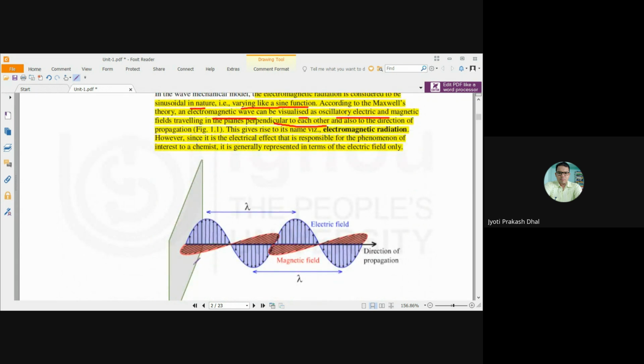That means the electromagnetic radiation contains two perpendicular vectors, one electric field vector and one magnetic field vector. Both the electric field and magnetic field vectors are perpendicular to one another, and also they are perpendicular to the direction of propagation. However, since it is a theoretical effect, it is responsible for the phenomenon of interest to chemists.